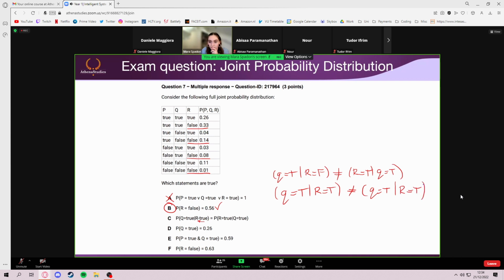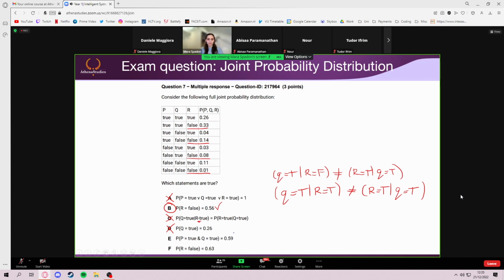So that's why that one is indeed false. So in both cases, these are probably not the same. So this is indeed false. And then for D? For D, we would add all of the probability values where Q is true, and that's 0.26, 0.33, 0.03, and 0.08, and that's not equal to 0.26, so that's false.